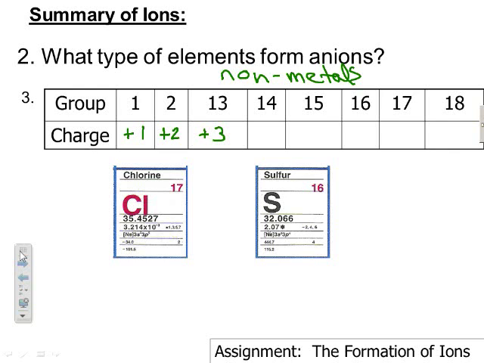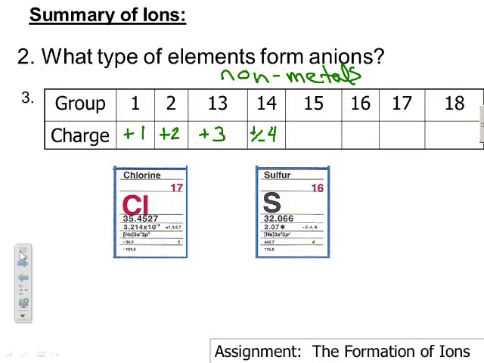Now we're to our group 4, or 14. What charge are these guys going to become? 4. They can actually sometimes be losers as well. So some of them can lose. So I'm going to put here +/-4. You see what I'm indicating there? See how I'm doing that? The guys at the bottom are losers, and the guys at the top are gainers.